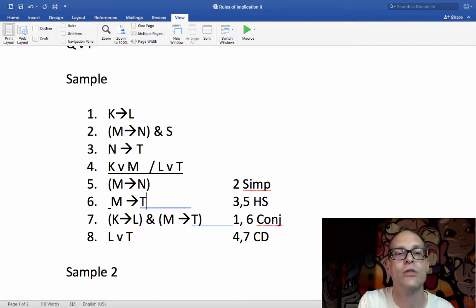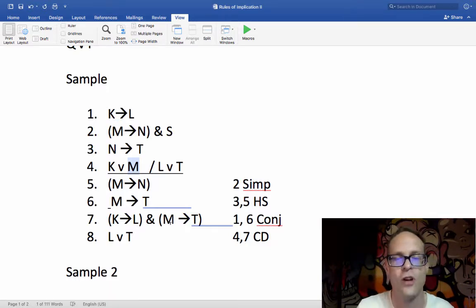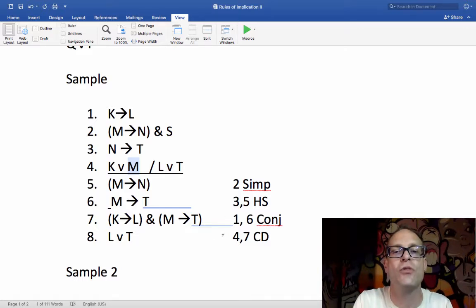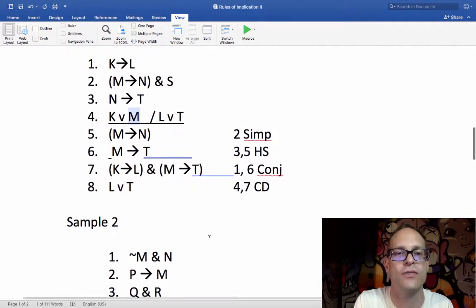3 and 5, when you look at line 3, n implies t, and line 5, m implies n, you should be able to see, oh yeah, that's going to be high school. That's going to be high school, right? It's going to be hypothetical syllogism. If m implies n and n implies t, then m will by necessity imply t. Now that you have m implies t, you can kind of look and say, oh, I've got an m here, and I've got a k over here from k implies l, and I combine those, and you can eventually put it together with constructive dilemma. So this was a proof that really tested you on constructive dilemma.